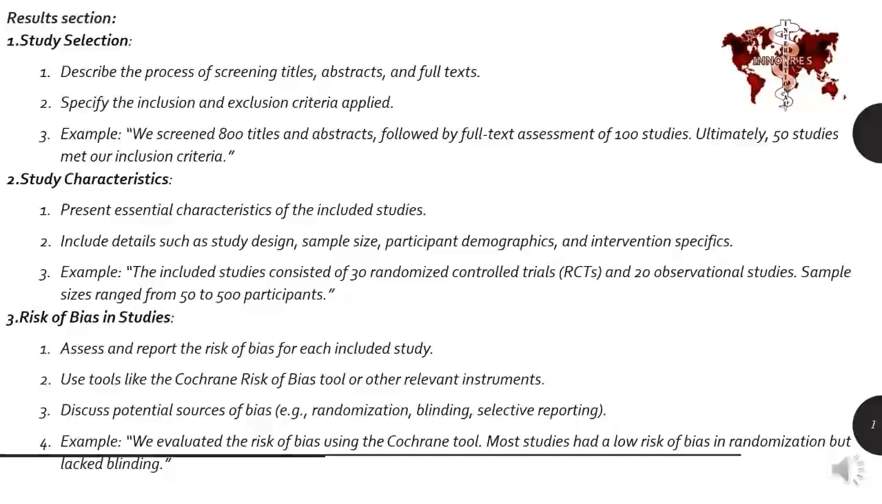If you made use of the Cochrane risk of bias tool, that's a possible tool that could be used for risk of bias. You want to mention that, or which other risk of bias tool you used. You want to discuss potential sources of bias and how you avoided or mitigated them, perhaps through randomization or through blinding. You want to mention if the potential source of bias came in through selective reporting. You want to talk about all these things, and you also want to talk about the level of bias as well.